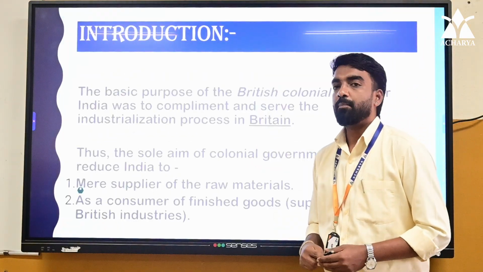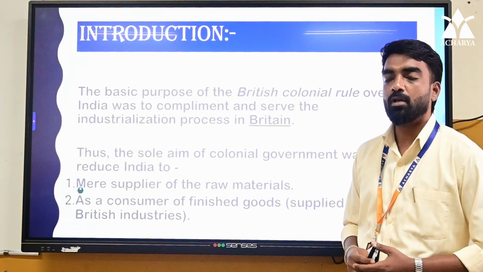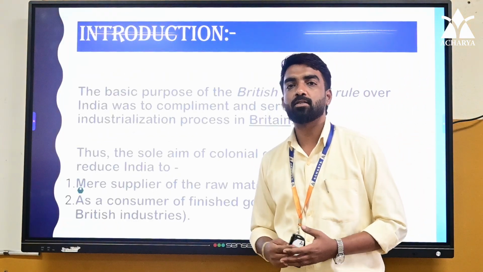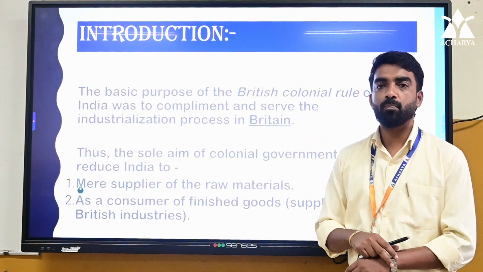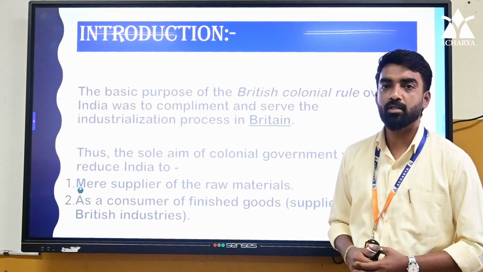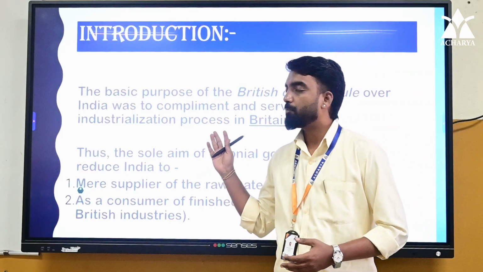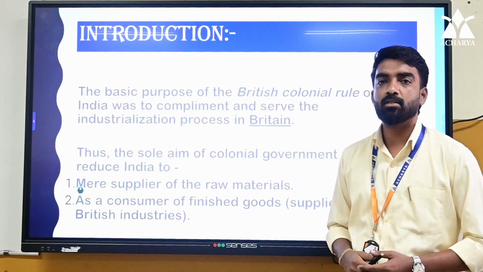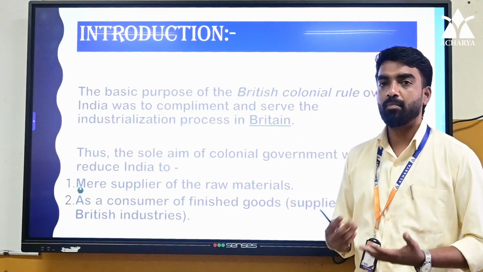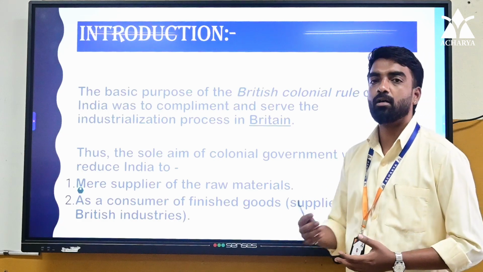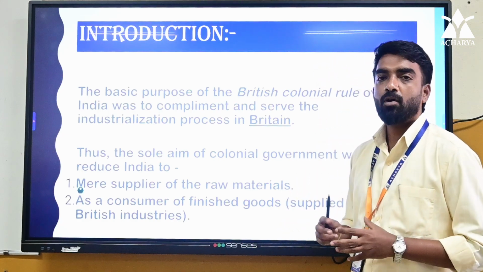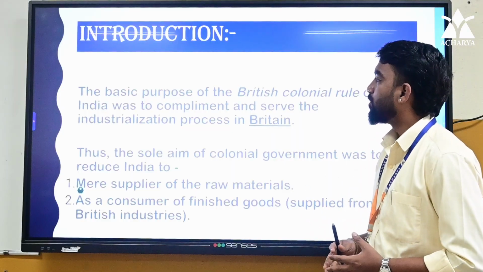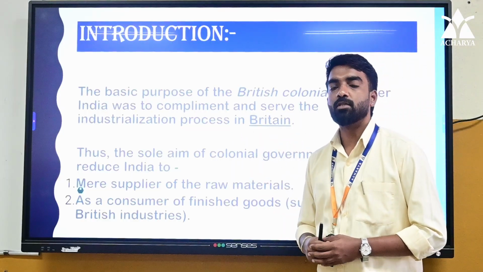So the introduction, the basic purpose of British rule. As you might have studied in your previous classes, especially in history, there was the advent of many European countries. Portuguese was the first, and the major among them was the British. So what was the intention of the British advent into India? The prime or the major reason of the British was to serve their industrial process.